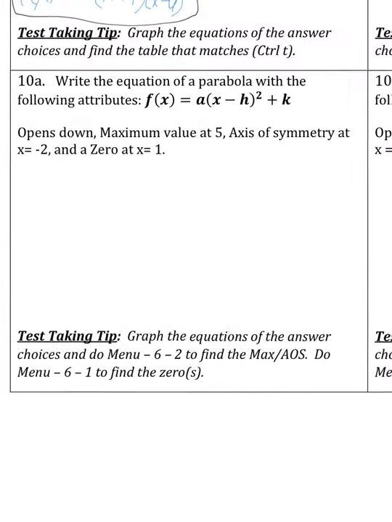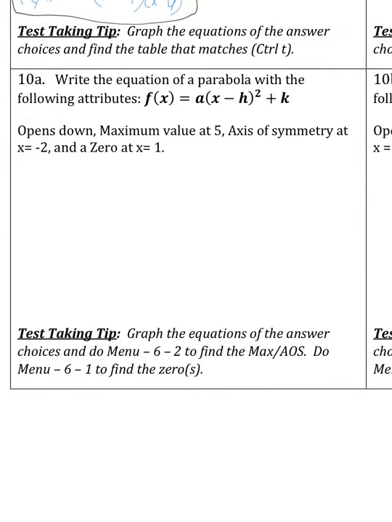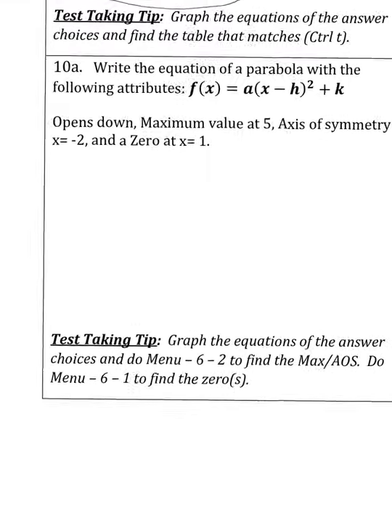Last one here, number 10a, write the equation of the parabola with the following attributes. And I did give you the formula because that's how you're going to write it. This is the vertex form. I know it's in vertex form because it's giving me a max value. Max or min is always using the vertex. Axis of symmetry and max value are tied together to the vertex, and then the 0 is just your other point.